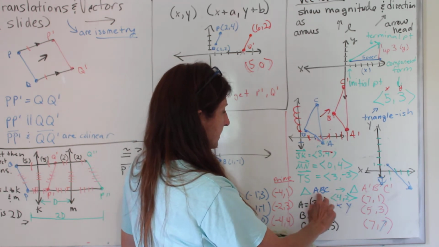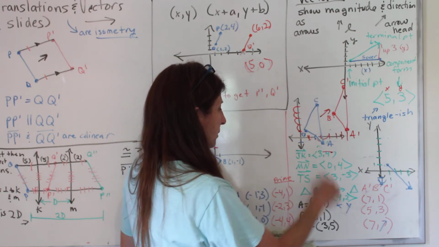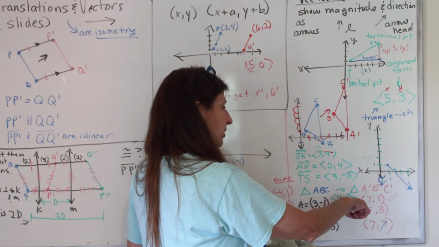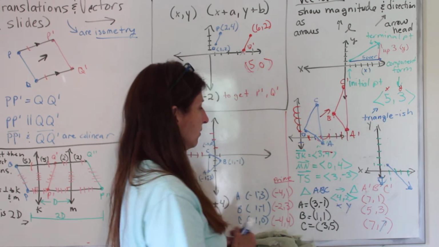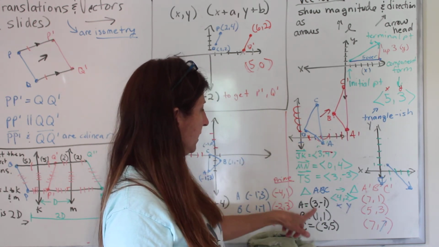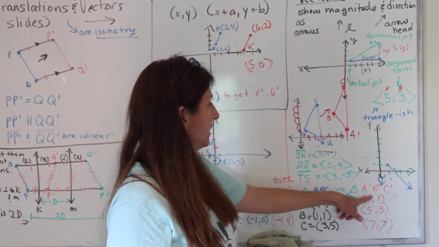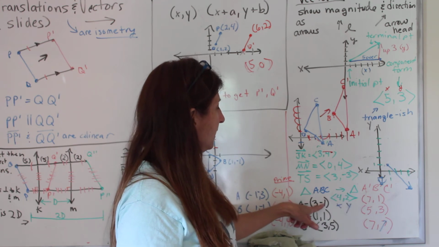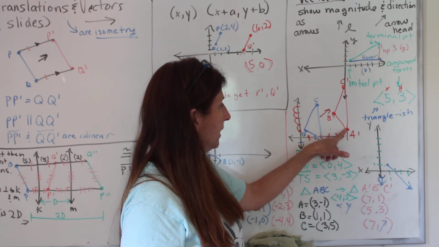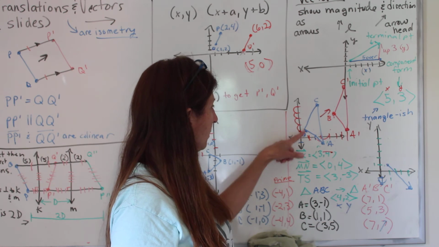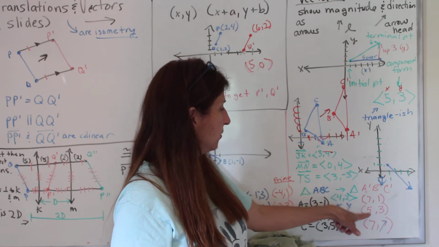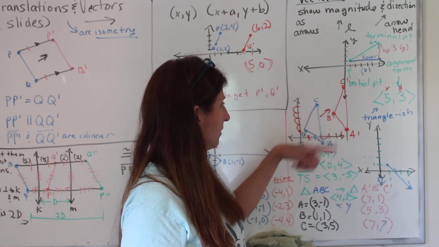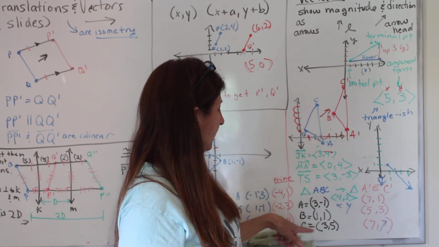Here, they wanted us to take triangle ABC, the blue one, and go over 4 up 2 to get the red triangle. So A, this point right here, is at 3, negative 1, and to get where A prime is, we just do the math. 3 plus 4 is 7, negative 1 plus 2 is 1, and we put the dot there. We start here at B, 1, 1, 1 plus 4 is 5, and 1 plus 2 is 3. So B prime is right there at 5, 3.